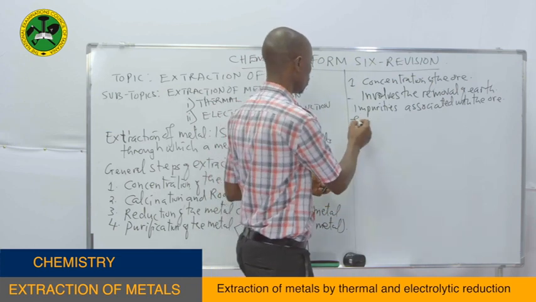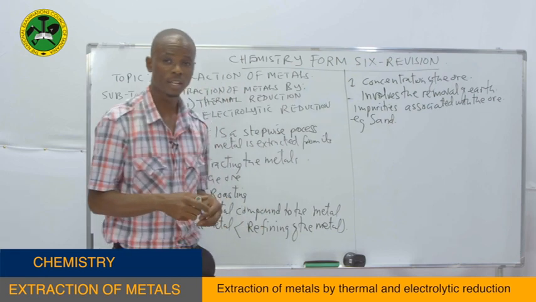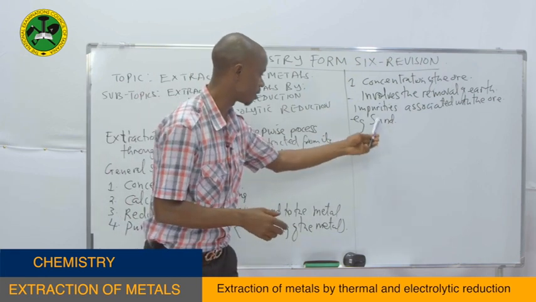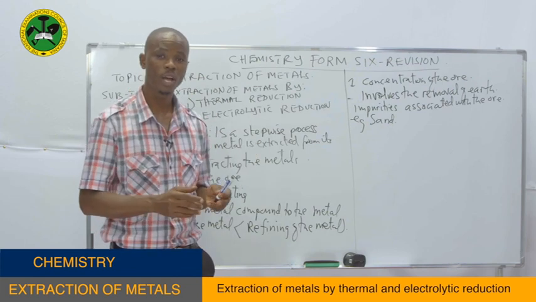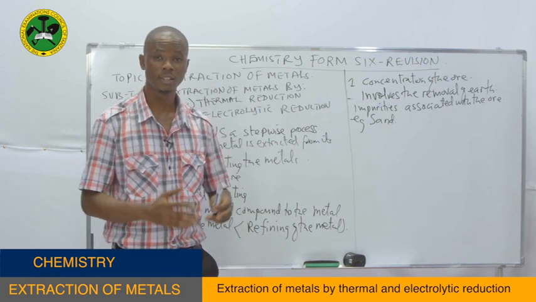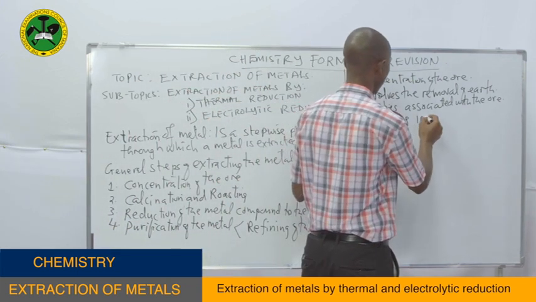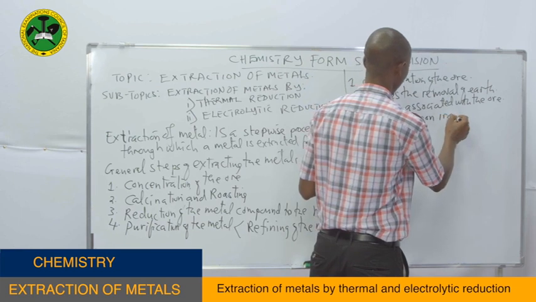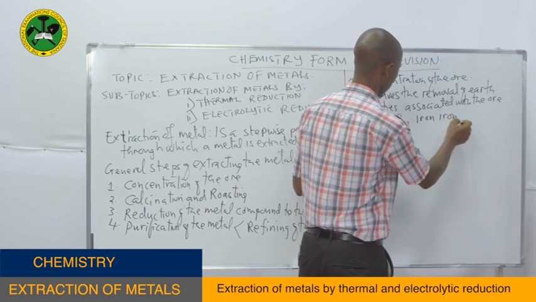For example, we have sand. Sometimes an ore can be associated with the sand. Sand is not wanted. We want the ore, and from the ore, we want the metal. So sand is an impurity. It is not wanted. Sand, for example, in the iron ore.